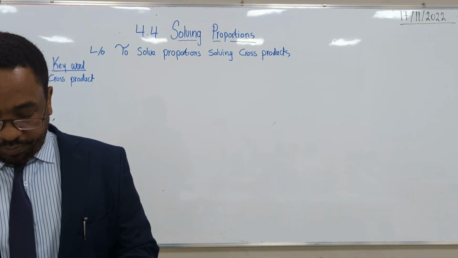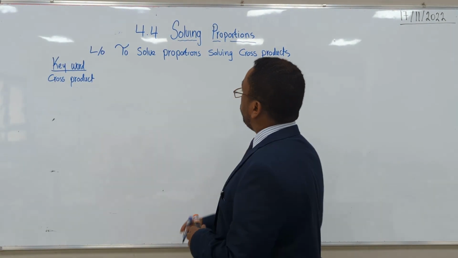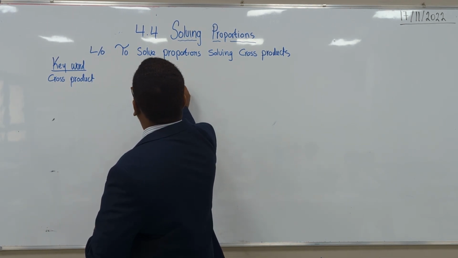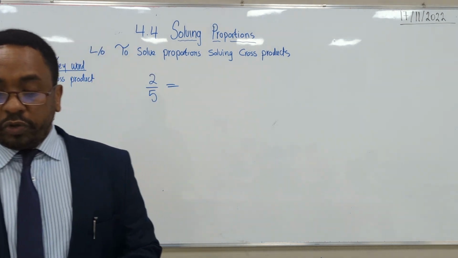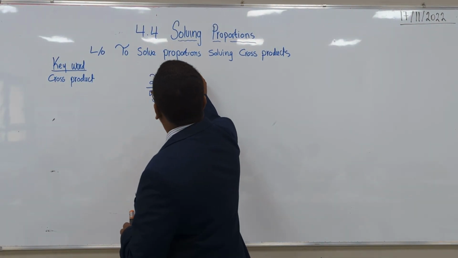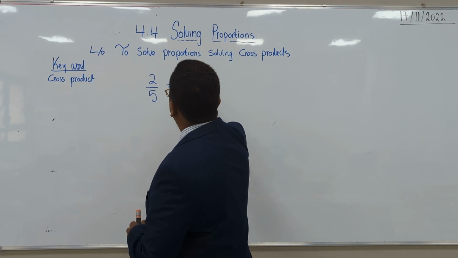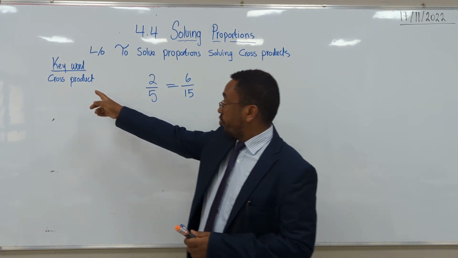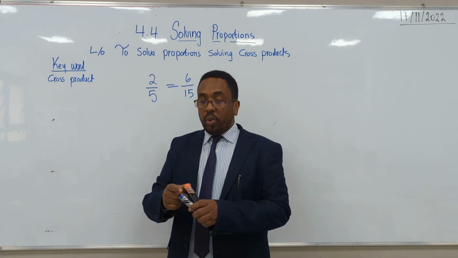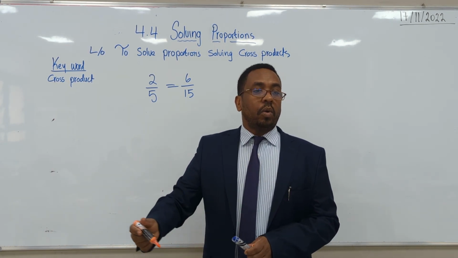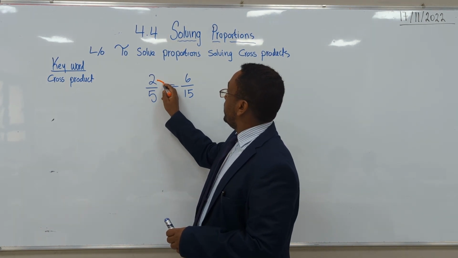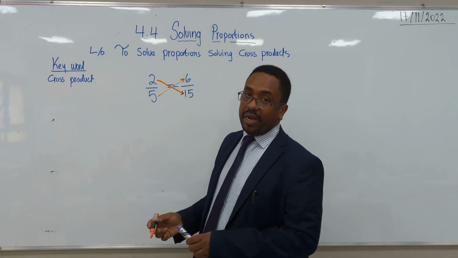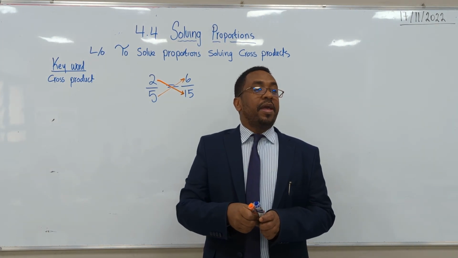For example, can we find out if 2 over 5 is proportional to 6 over 15? So what we do is we do something called the cross product. Cross product means we cross multiply. We multiply this number to this one, and we multiply this number to this one, and then we write down the result. And if they are the same, then they are proportional.